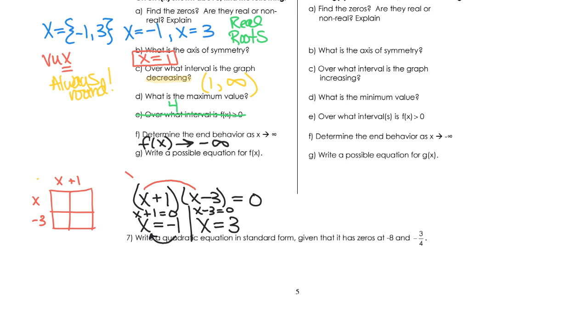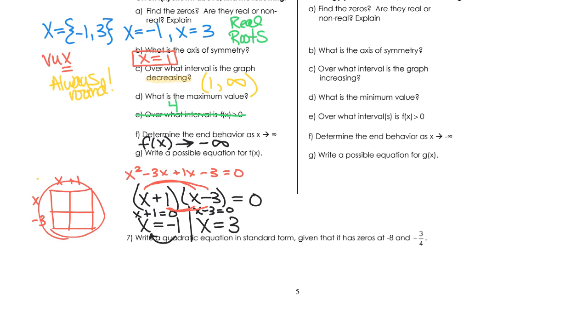X times x should give you x squared. This one should give you a minus 3x. This one here should give you a positive 1x. And this one here should give you a minus 3. Same 4 terms you should get from the box.